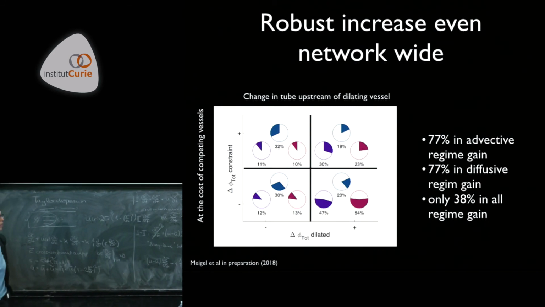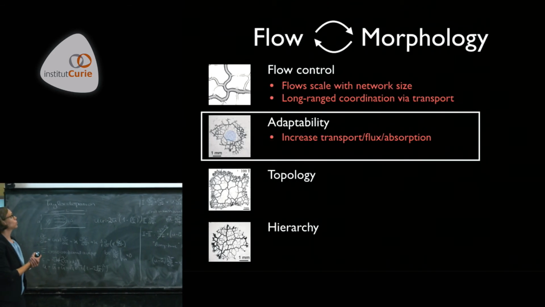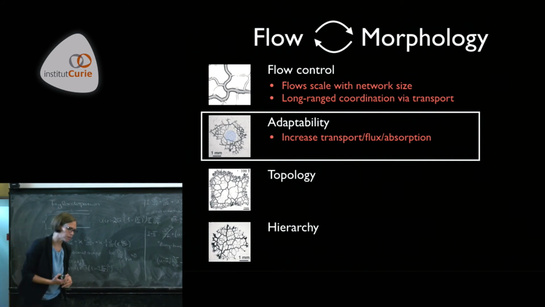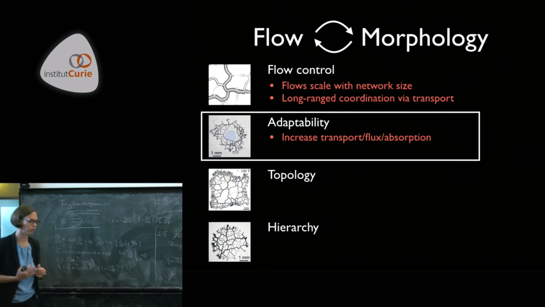Taylor dispersion. So with that short story, I gave you an introduction into adaptability, how the increase in transport, flux or absorption can be triggered by local dynamics within the network, even on the global scale.